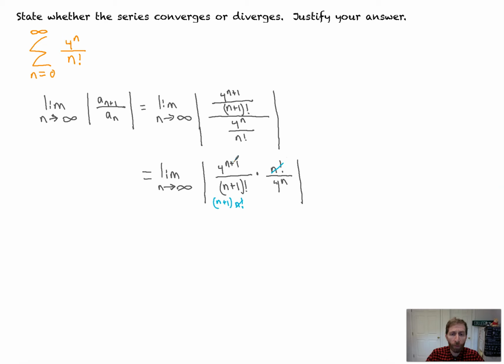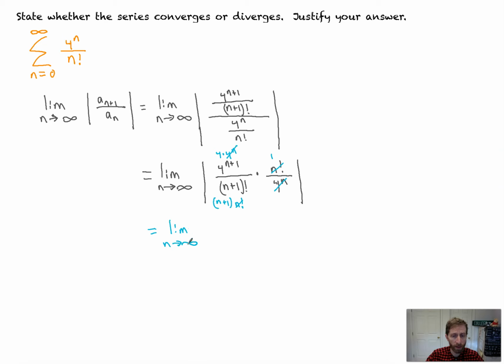That's nice. 4 to the n plus 1 and 4 to the n, you essentially have 4 times 4 to the n. There's one more factor of 4 in the numerator than the denominator, so the 4 to the n's will divide out, leaving you with just a 1 up top from the n factorial canceling, a 4, and then n plus 1. It's actually a pretty easy limit to then take.